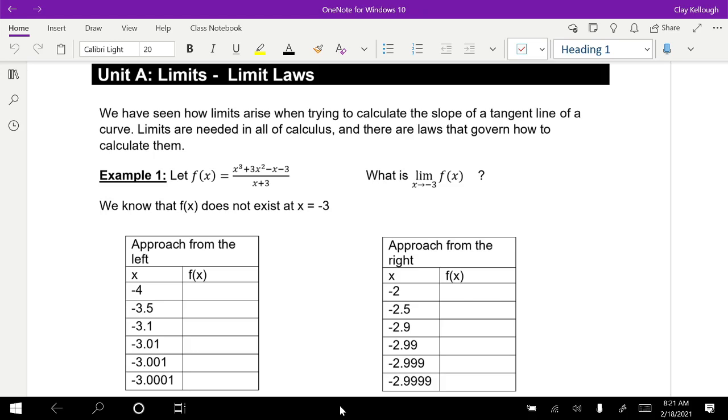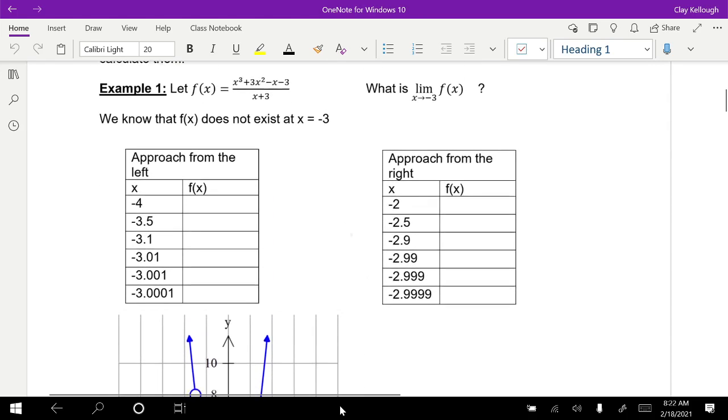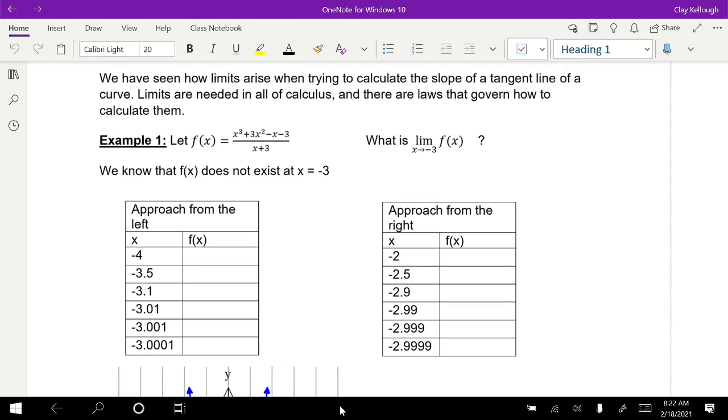So if I divide something that's x to the power of 3 by something that's x to the power of 1, I'm going to get something that's an x squared of some sort, right? I'm going to get some sort of parabola. In fact, here's the graph of that parabola right there. But let's say I wanted to know the limit as x approaches negative 3.